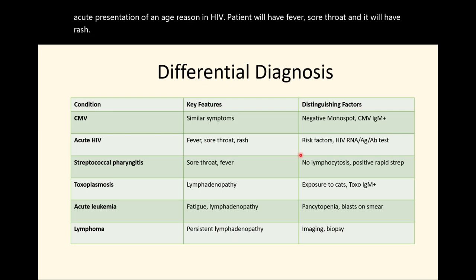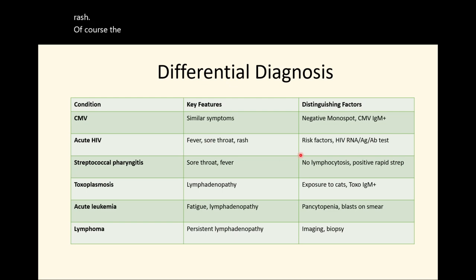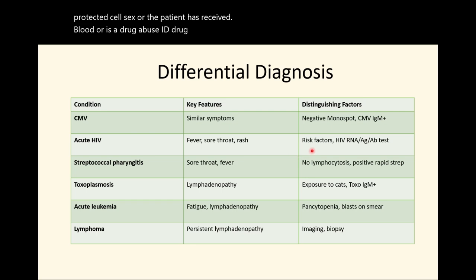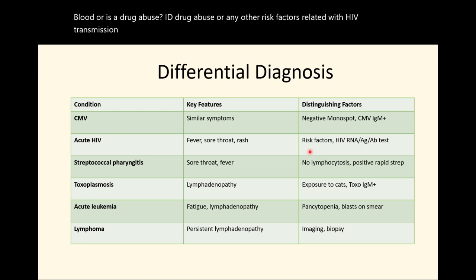Of course, the distinguishing factors are going to be due to the risk factors, in this case, non-protected sex, or the patient has received blood or is an IV drug abuser, or any other risk factors related with HIV transmission. And of course, it will have a positive HIV RNA test.